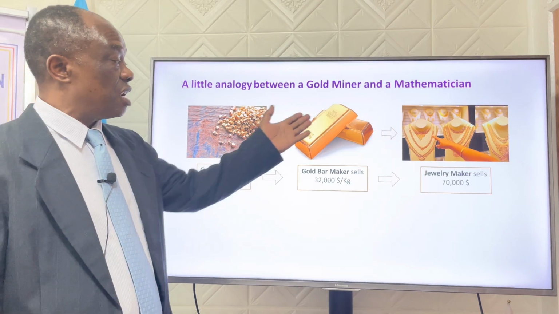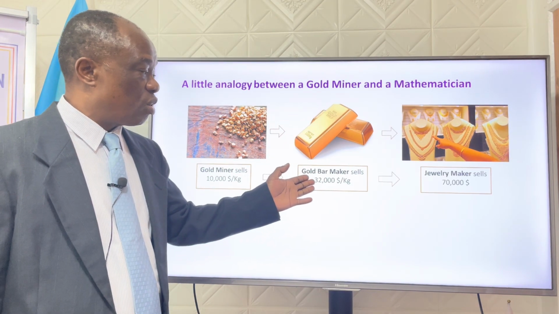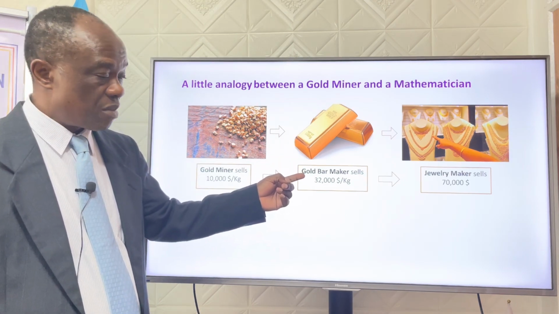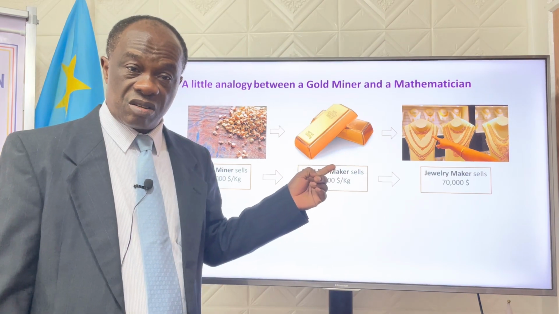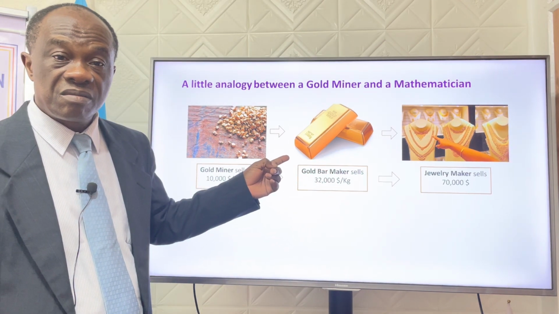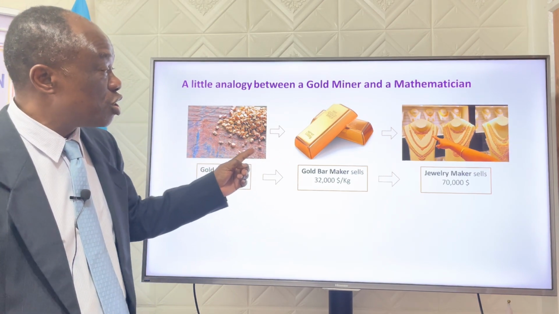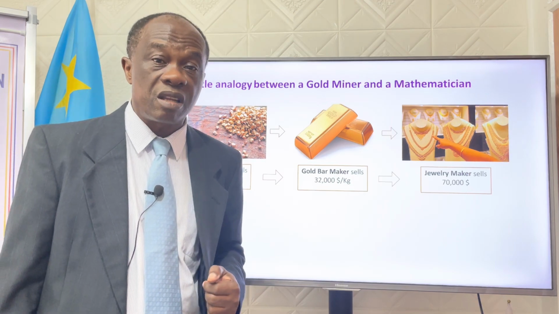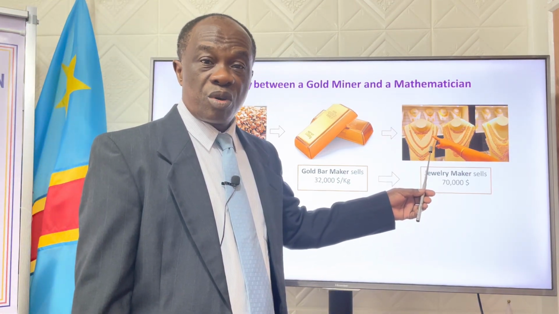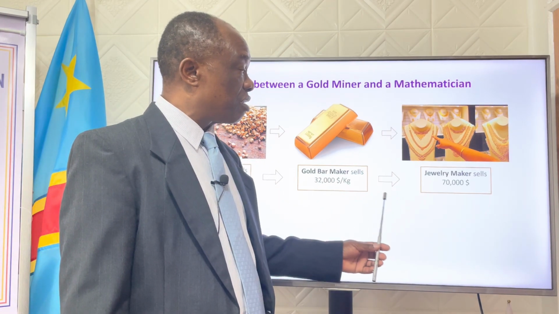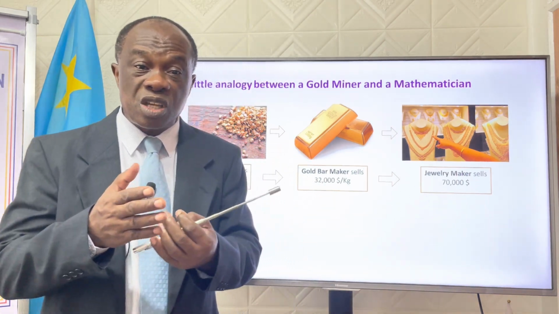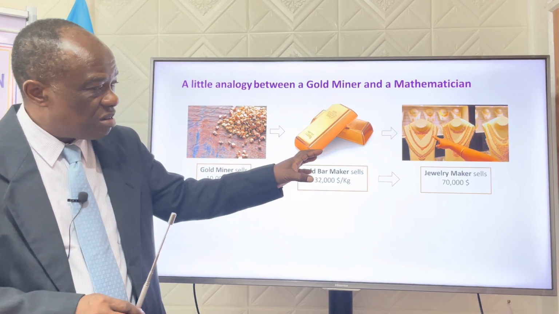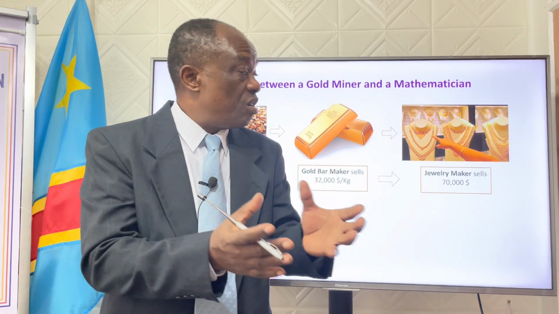But he will sell to the gold bar maker. This gold bar maker will transform the gold into bars, as you see. Then he sells at a higher price, $32,000. So he makes more money because he knows how to transform the gold. But still, even he's not making enough money yet, because there is still a jewelry maker who can buy this gold bar and transform it into jewelries. It means he knows how to cut into small pieces the gold and make things that he can sell, and he will make more money.